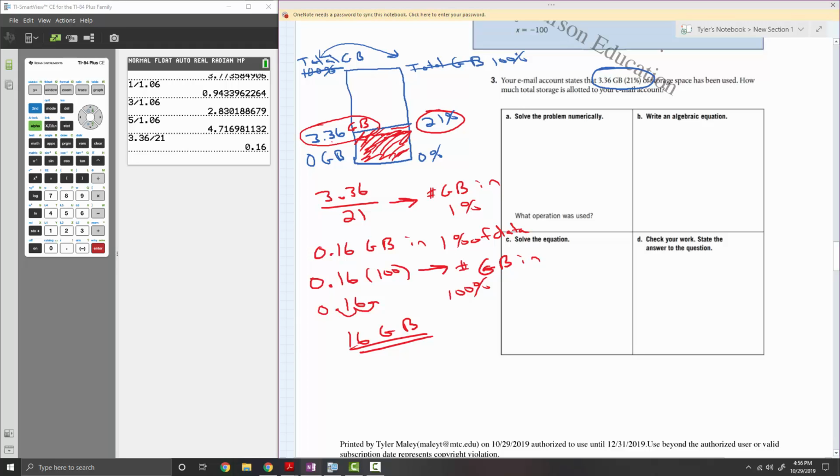So in terms of solving the problem numerically, what we did is took 3.36 divided by 21 and then multiplied it by 100. And there we got 16 gigabytes.